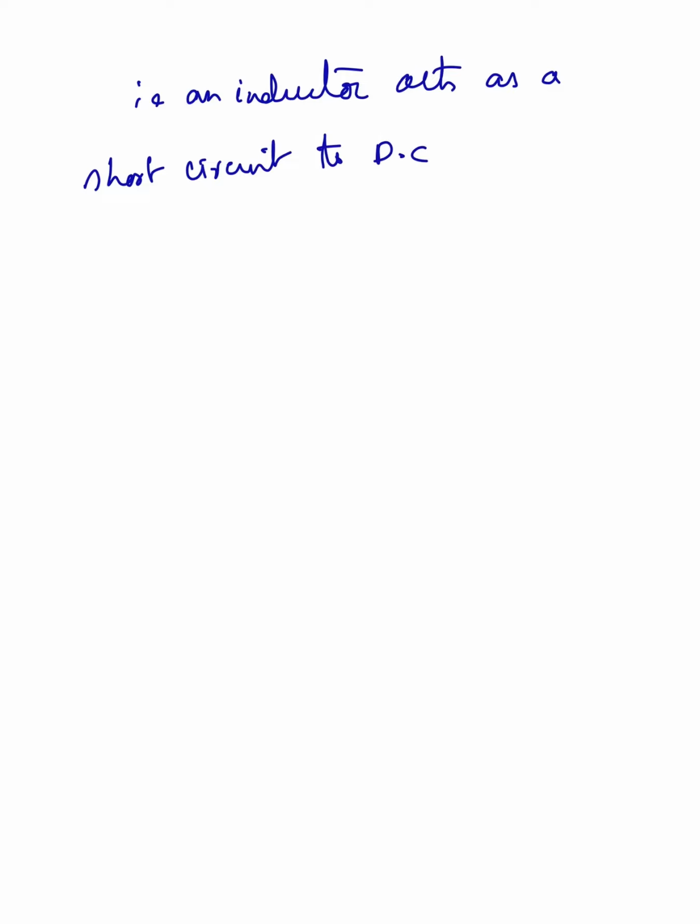So an inductor acts as a short circuit to DC under steady state. Right? Very important. Very important means you should go through it in the flow, you can't say that one is not there, that one is not there.